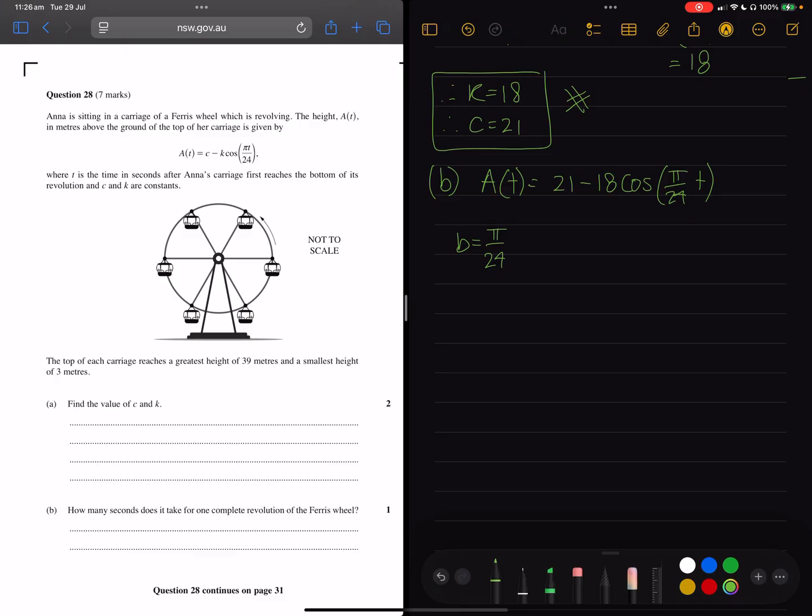This is not the period. This is the number associated with the period. The period is going to be 2 pi divided by b. This is going to be 2 pi divided by pi on 24. Pi's cancel. We have 2 divided by 1 on 24. That's 2 times 24. That's 48. So a full revolution of the Ferris wheel is 48 seconds.